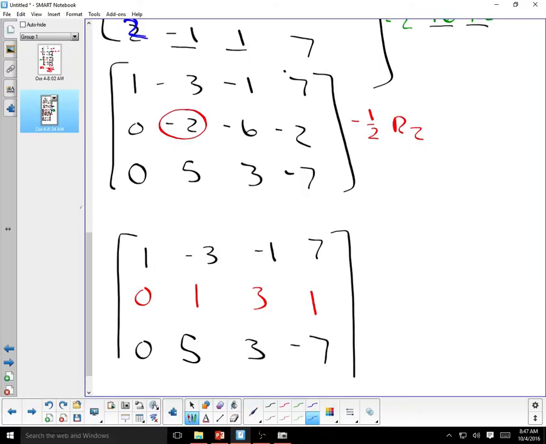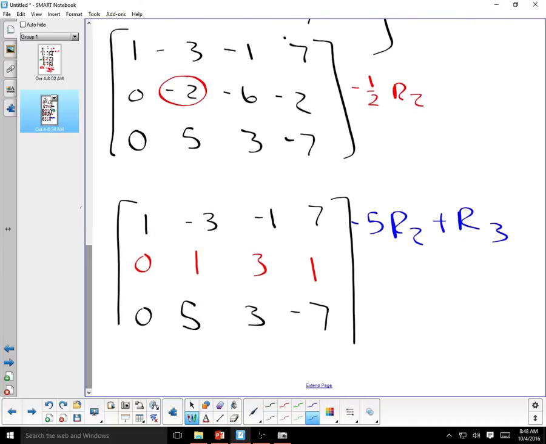So here's what I'm doing. I'm going to take row 2, multiply it by -5, and then add it to row 3. So let's see what the new numbers will be. 0 times -5? 0. 1 times -5? -5. 3 times -5? -15. And then 1 times -5? -5 again. Okay? So there's my numbers.